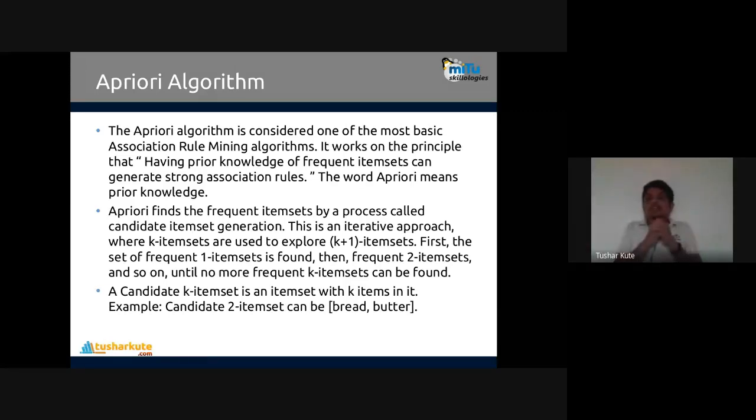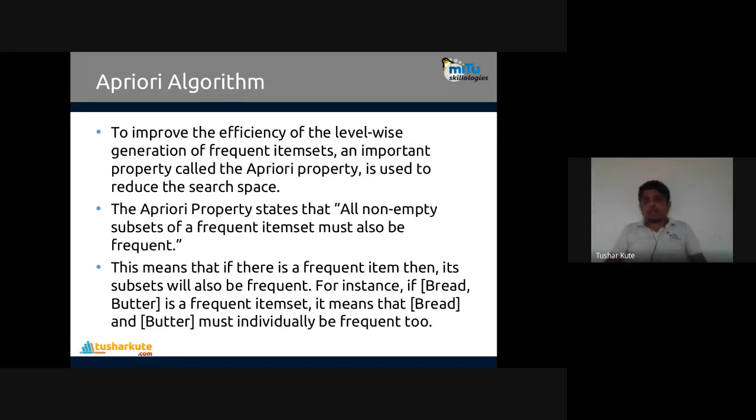First, the set of frequent 1 item sets is found, and then frequent 2 item sets, then frequent 3, 4, 5, until no more frequent k item sets can be found. A candidate k item set is an item set with k items in it. Example, a candidate 2 item set can be bread, butter. Then it will be extended to 3 item sets, then compared with 4, then 5, then 6. This kind of strategy is used by the Apriori algorithm for association rule mining.